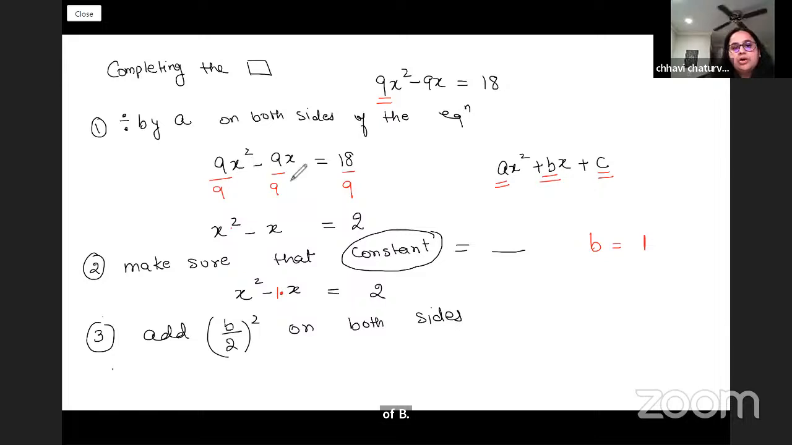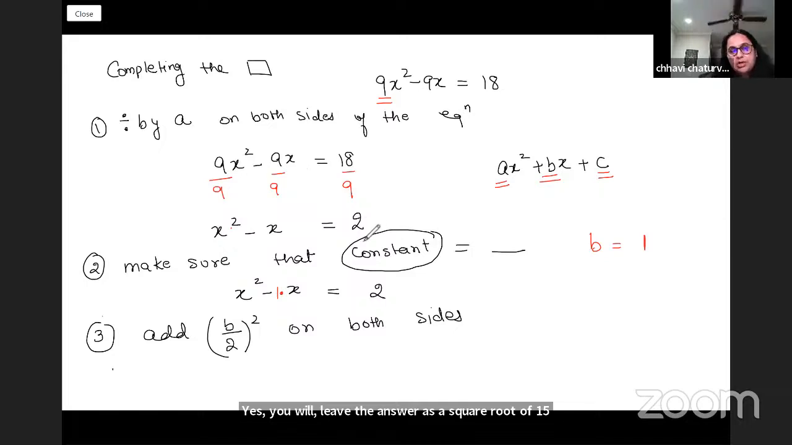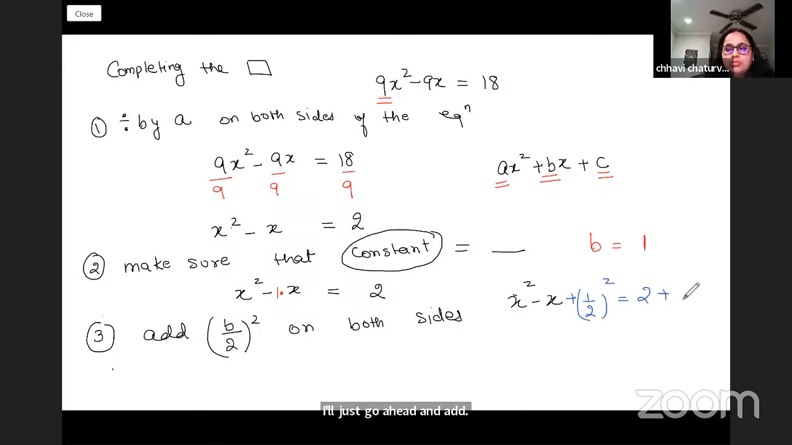Yes, you will leave the answer as a square root of 15 in that other question. The zero product rule. Yes, we will use zero product rule in following questions. Let's practice. Let's finish this first. I add b over 2 squared on both sides. And I'll quickly go to zero product rule. The value of b is 1 here. So I'll just go ahead and add 1 over 2 squared on both sides.